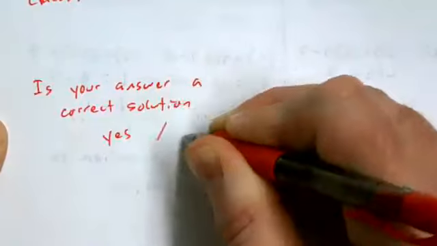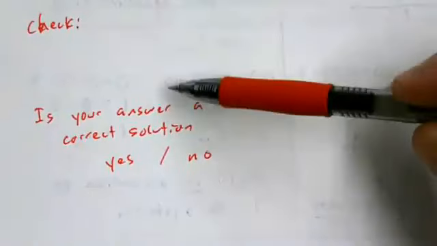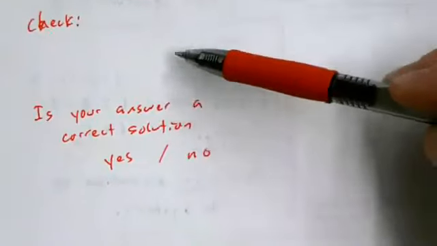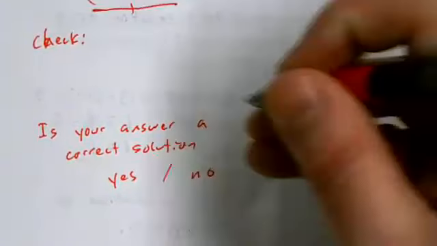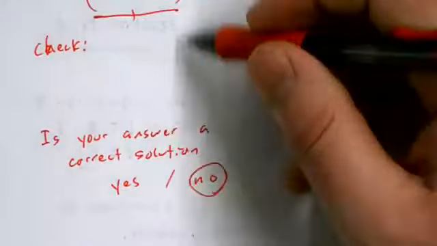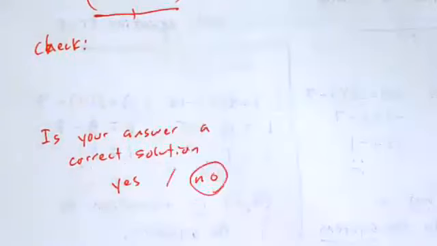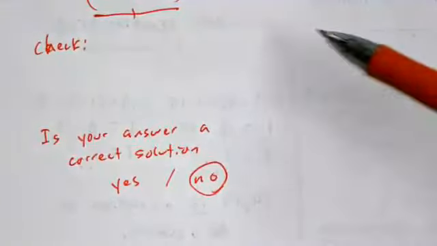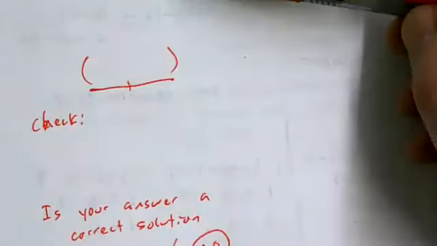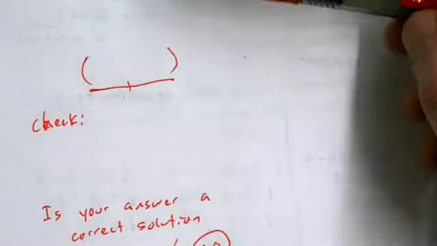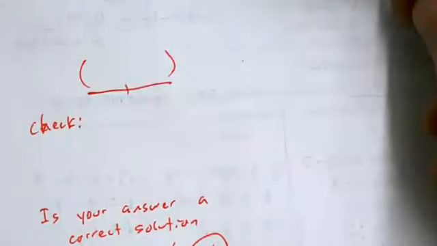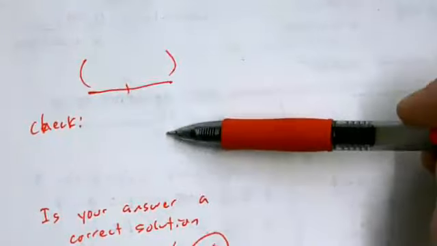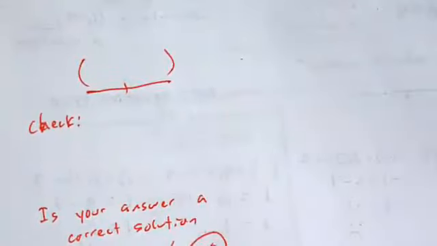Yes or no. Now, if you checked and your answer is not right, even if you can't figure out what your mistake was, if you circle no here and your check shows that it's not the right answer, you're still going to get bonus points for it. And those bonus points are going to be almost enough for not getting the answer right in the first place. Do you see what I'm saying? So even if you make a mistake here, you want to go ahead and do the check. And in fact, let me give you a big hint.